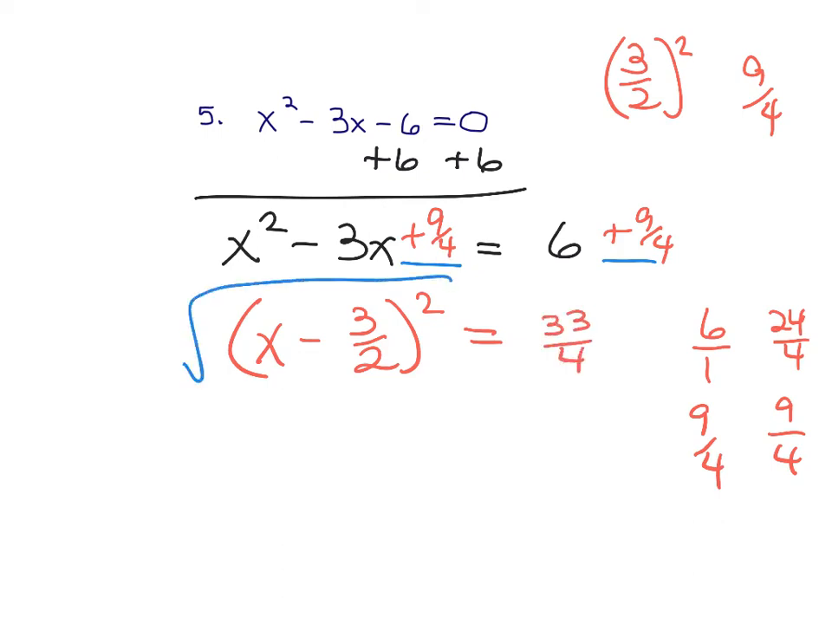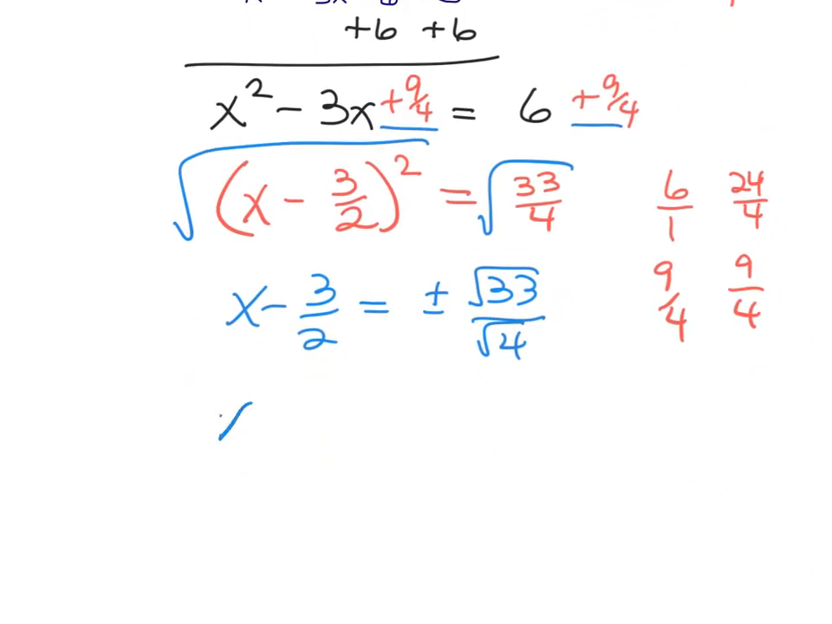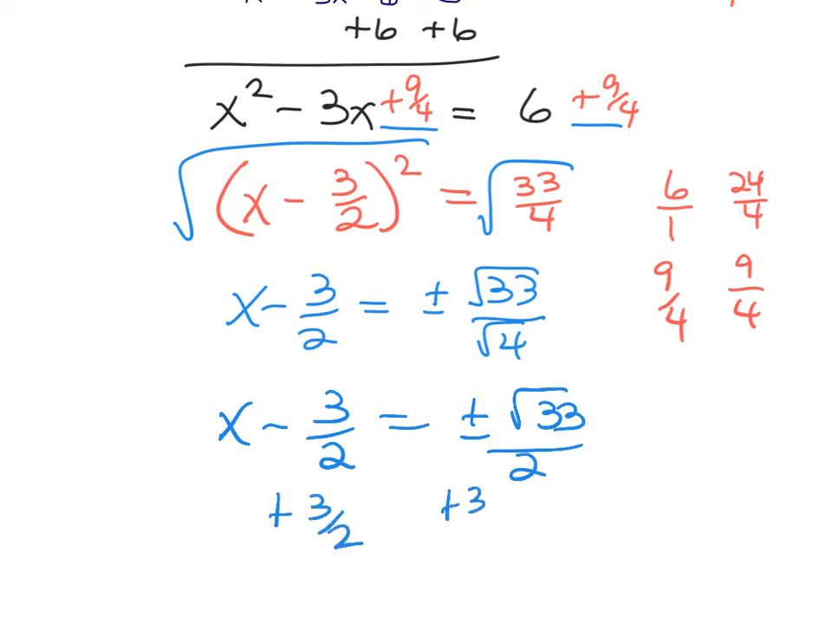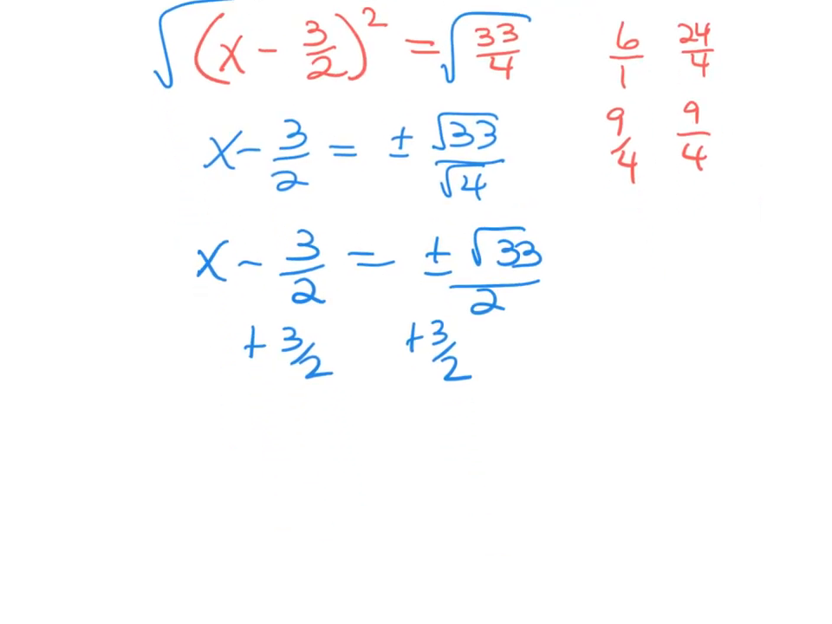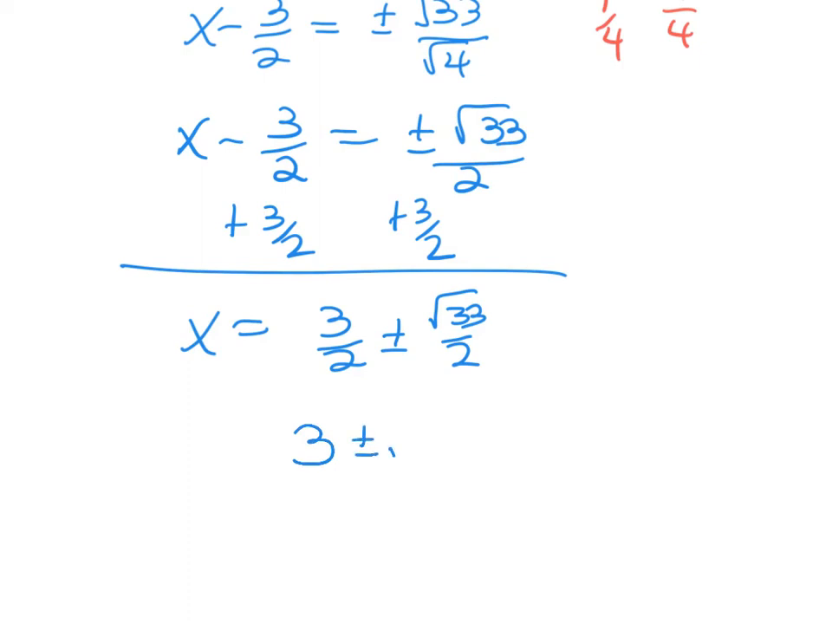I'm now going to apply the square root method. Square root both sides. x minus 3/2 is equal to plus or minus the square root of 33 over the square root of 4. I can square root them separately, which takes care of my radical in the denominator. And now I'll move the 3/2 to the other side. Final answer here will be x is equal to 3 over 2 plus or minus square root 33 over 2. If you want to combine them and just have one denominator of 2, and you're done.